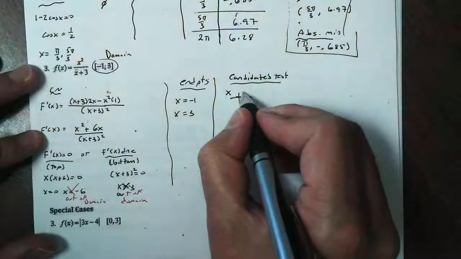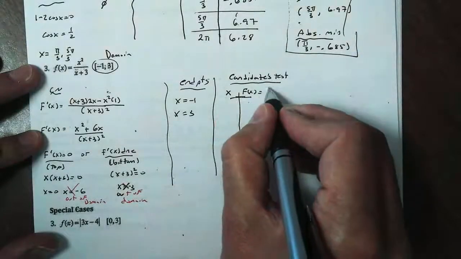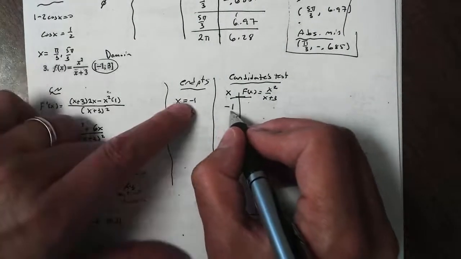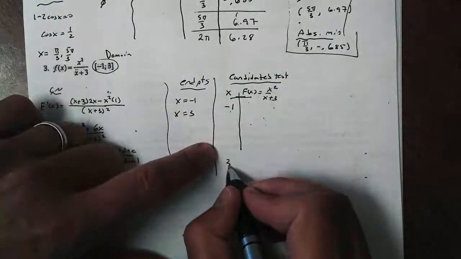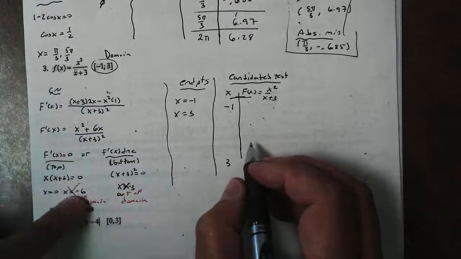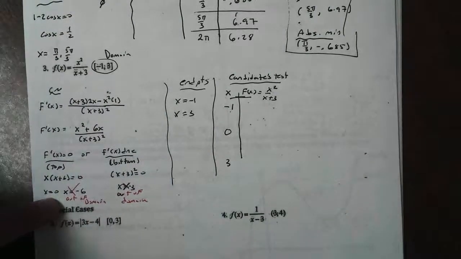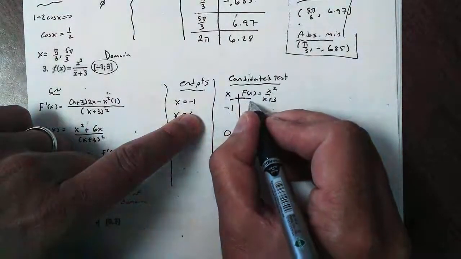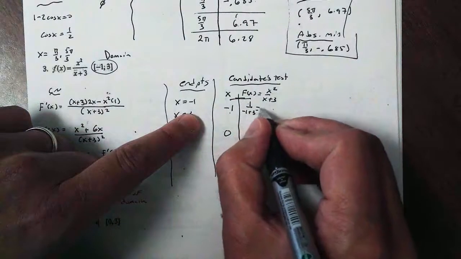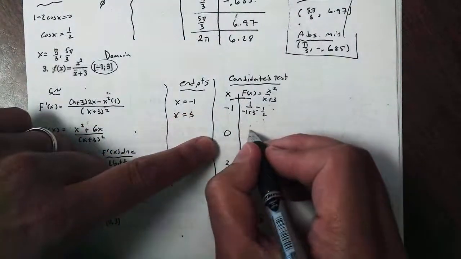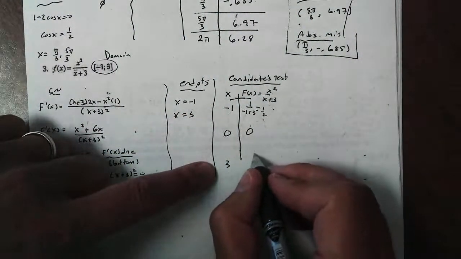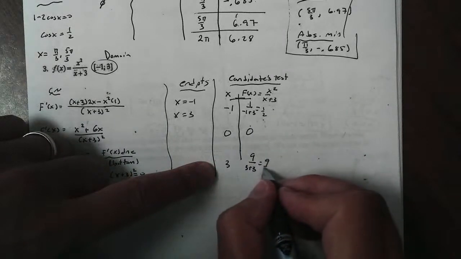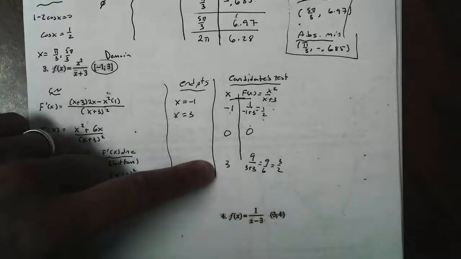So we have our x's and we have our function, which remember is going to be x squared over x plus 3. Our endpoints, I use my endpoints again as bookends, -1 and 3. Those are my endpoints. And I put my one critical number, 0, in the middle. And this one I could probably do in my head. If I plug -1 in, I'm going to get 1 over -1 plus 3, or 1/2. 0, that's just 0. 3, I'm going to get 9 over 3 plus 3, which is 9 over 6, which is 3/2.